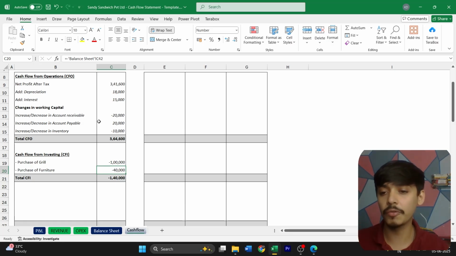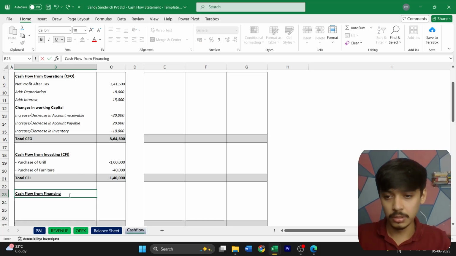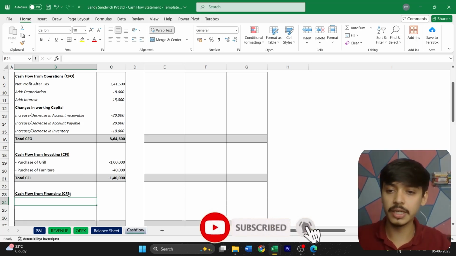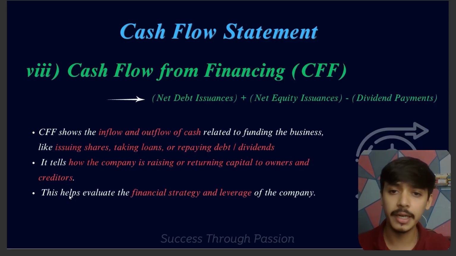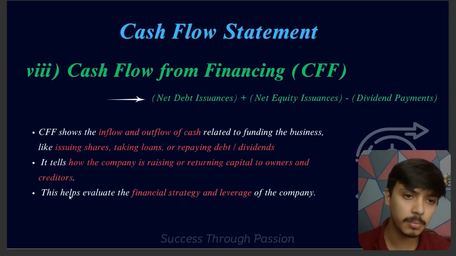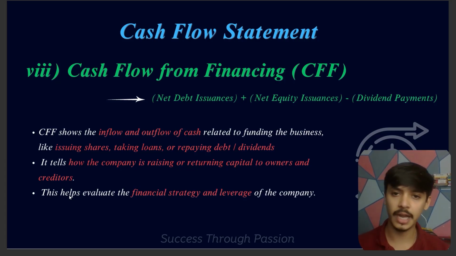Now the final element of the cash flow statement will be cash flow from financing, which is CFF. So let's first understand the formula and we can then calculate it. The formula for CFF is net debt issuance plus net equity issuance minus the dividend payment. Talking about our example, we have a debt that we have taken from the bank, which is net debt issuance. We do not have any processing fees or anything mentioned in the case study, and we only have the entire debt amount with us. On the equity side, initially Sandy invested 50,000 into the company, and it is non-interest based.